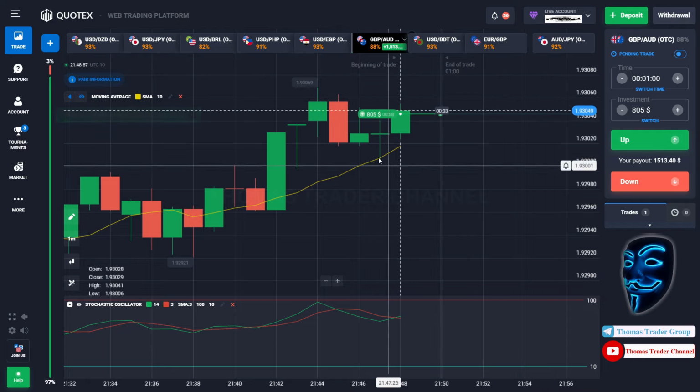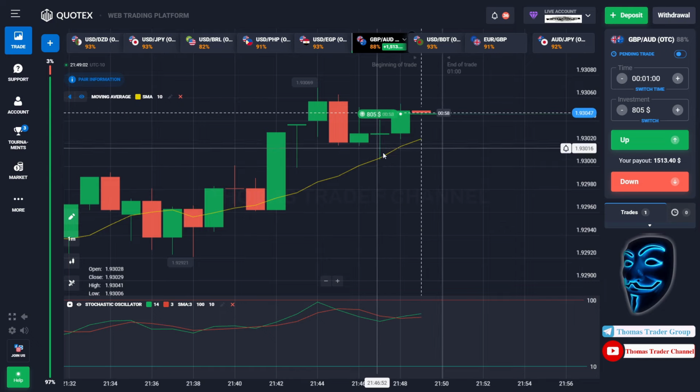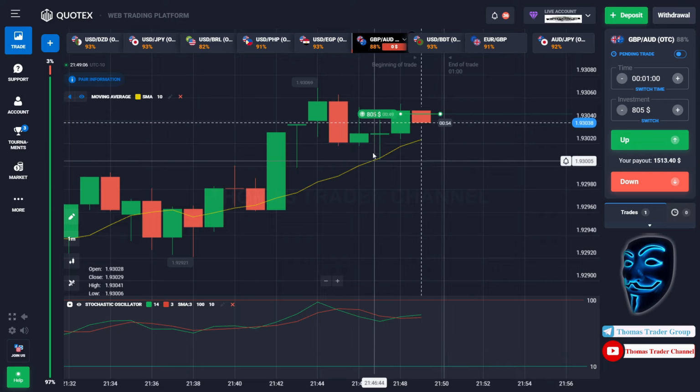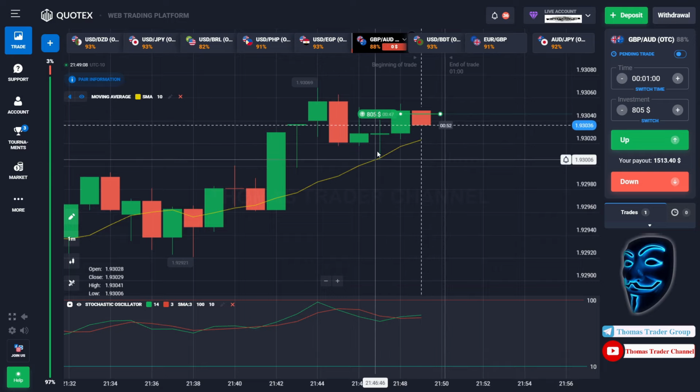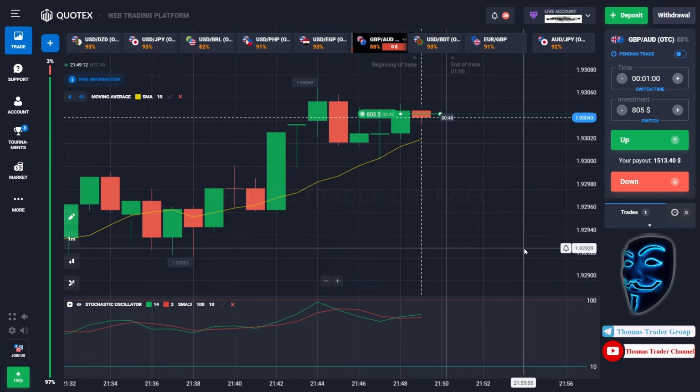As you can see, the market has just made a rebound on the moving average line. I'm sure that the market will still continue the bullish trend. Let's prove it and let's wait till the end of our trade.